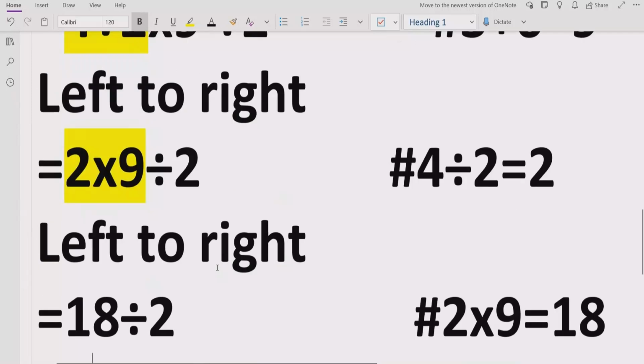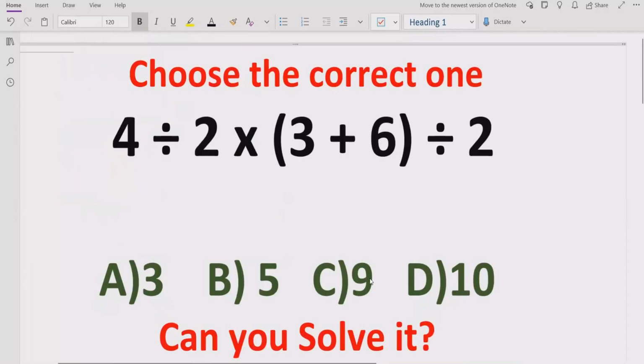If you see the answer list, answer C is the correct answer of this expression. So I hope you understand how you can solve the given expression using the PEMDAS and BODMAS method and find out the correct answer. So that's it for today.